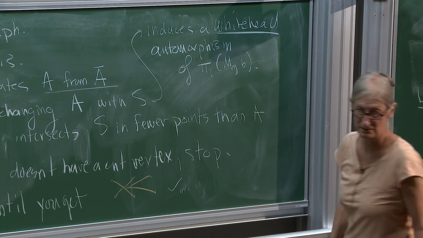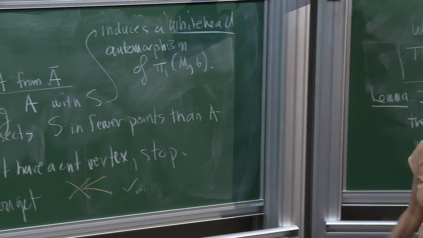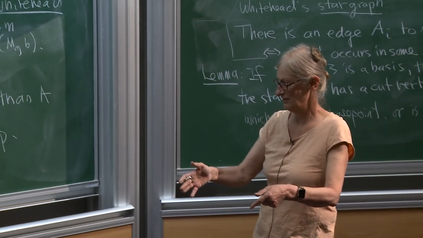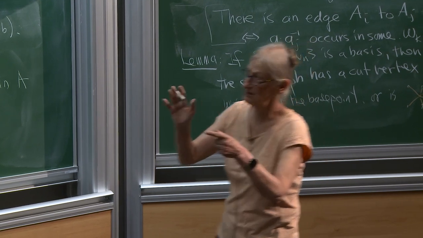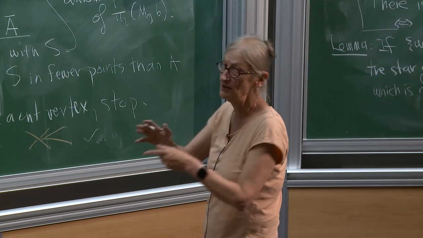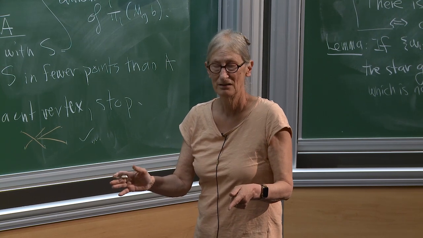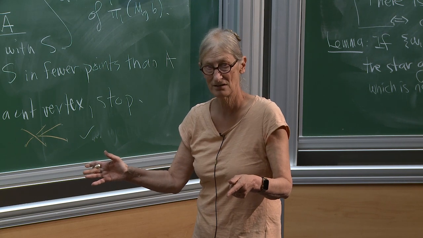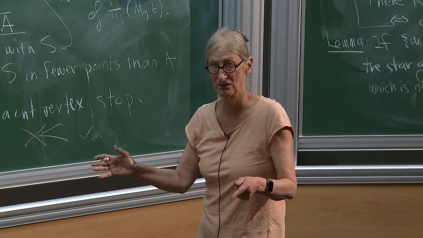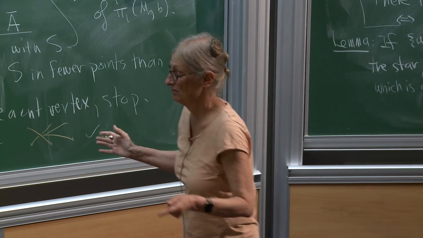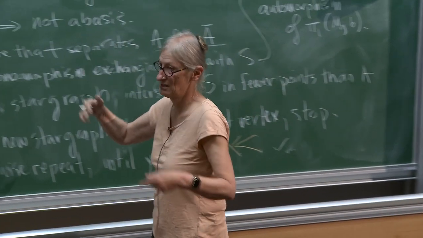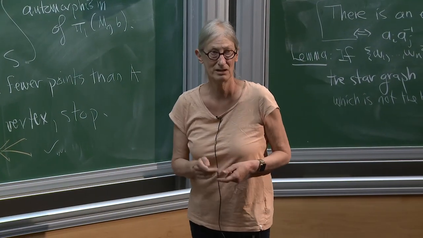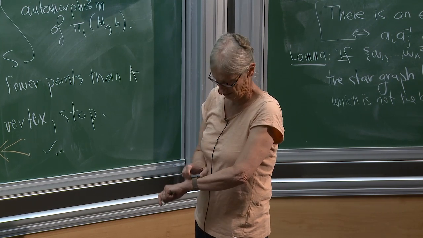Stop means it's not a basis, right? If you ever get a set of words that doesn't form a basis. So you take a set of words, you transform it by an automorphism if it has a cut vertex. So notice that this lemma only goes one way. If it's a basis, then there's a cut vertex. That's not an if and only if. You can have things that aren't a basis whose star graph also give you cut vertices. So you might have one of those by accident. But then if you transform them by enough of this type of automorphism, you'll eventually get something that doesn't have a cut vertex.